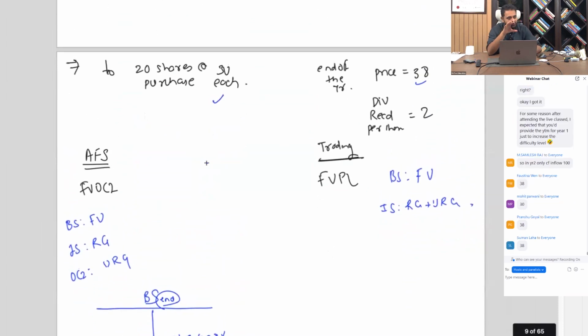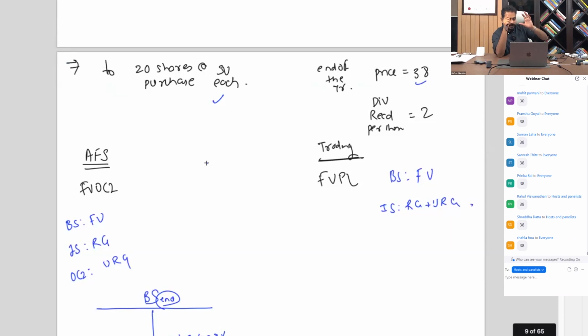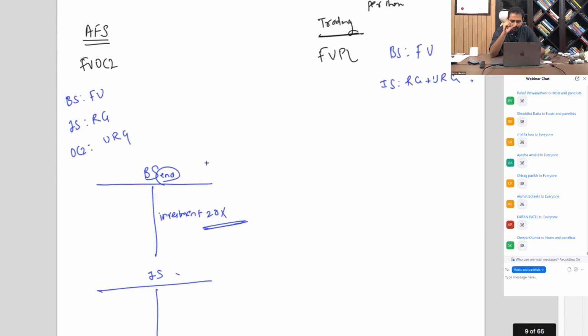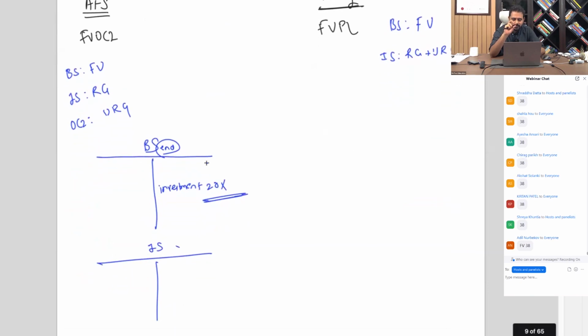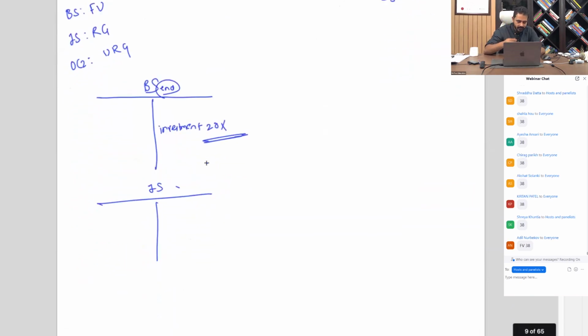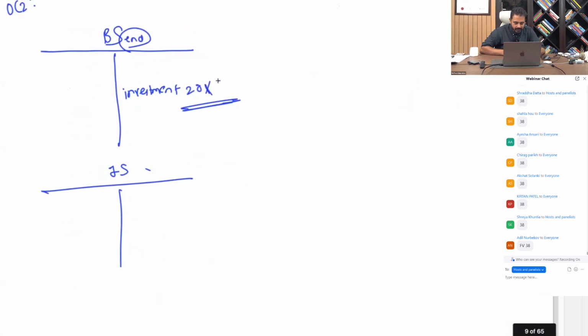I purchased them at 30. Now the stock price has become 38. I'm using the FVPL, FVOCI method. So on my balance sheet, should I show them at a price of 30 or at a price of 38? 38, because that's the fair value. Fair value means market value for today, right? Fair value is just the accounting lingo for market value. So I will show them 20 into the current price of 38.